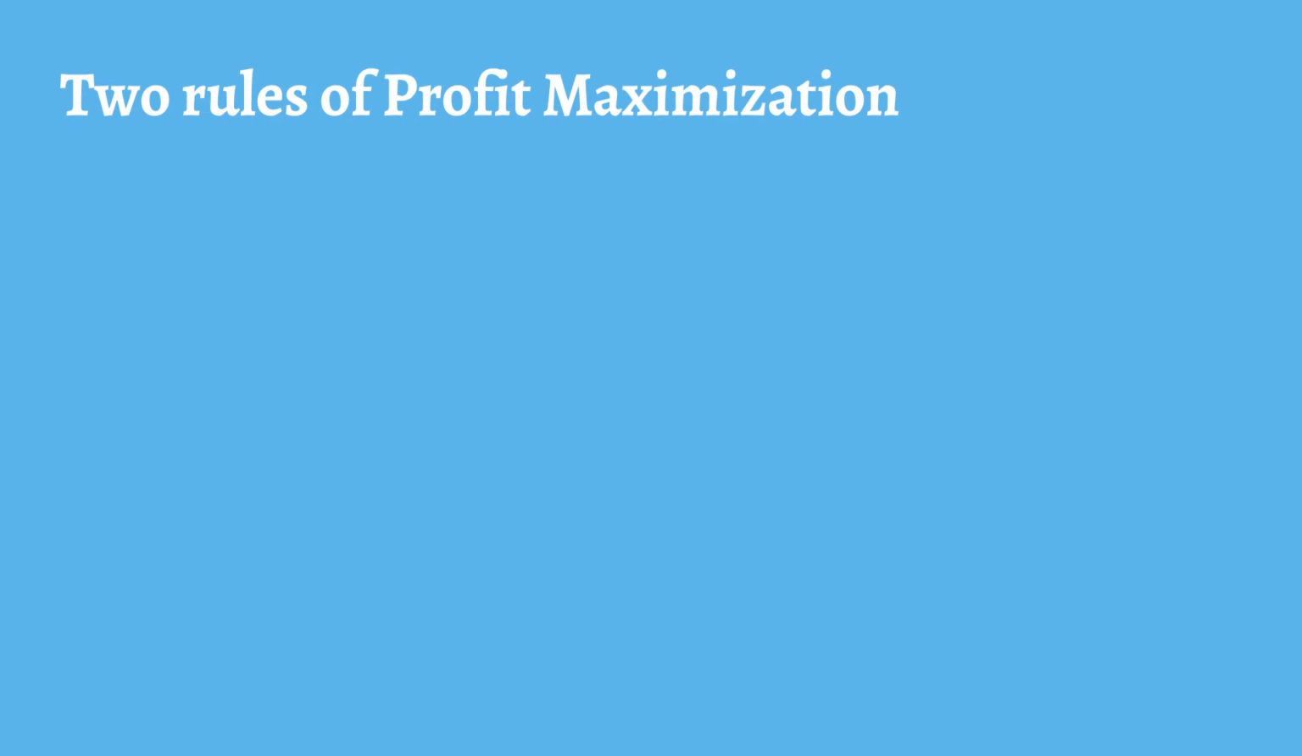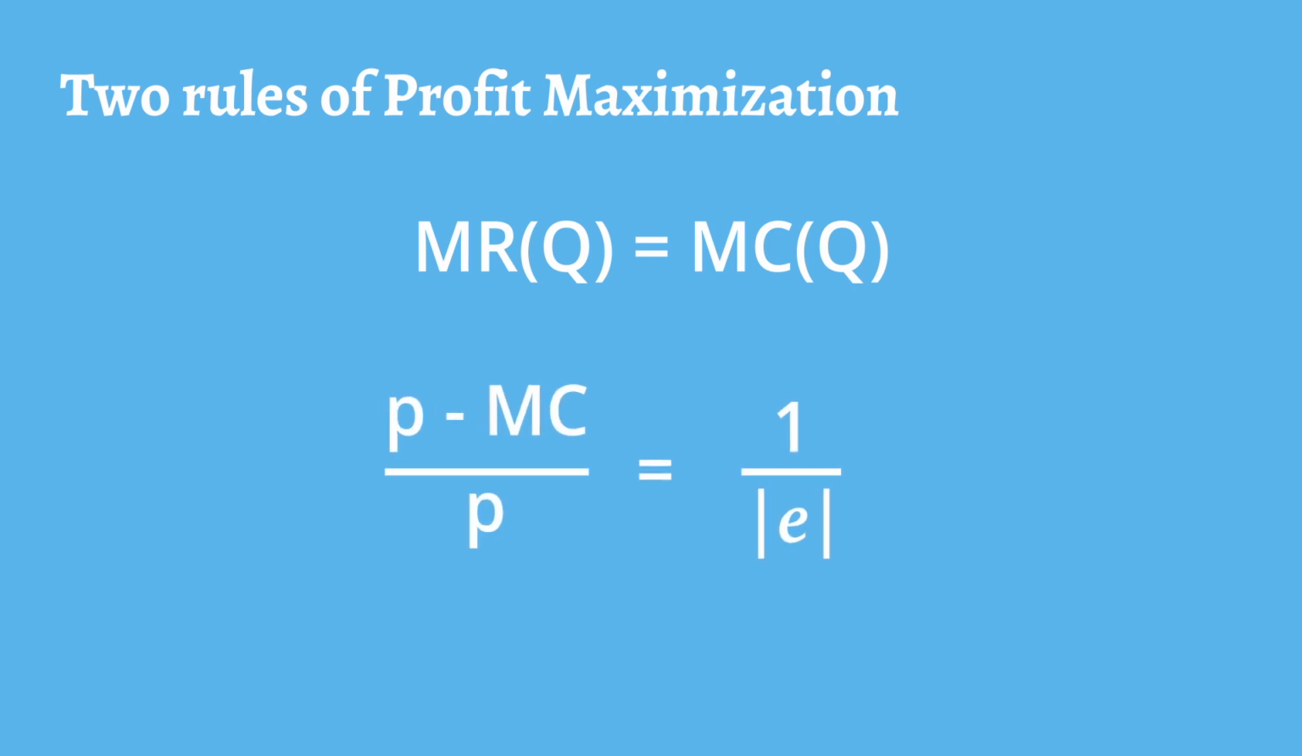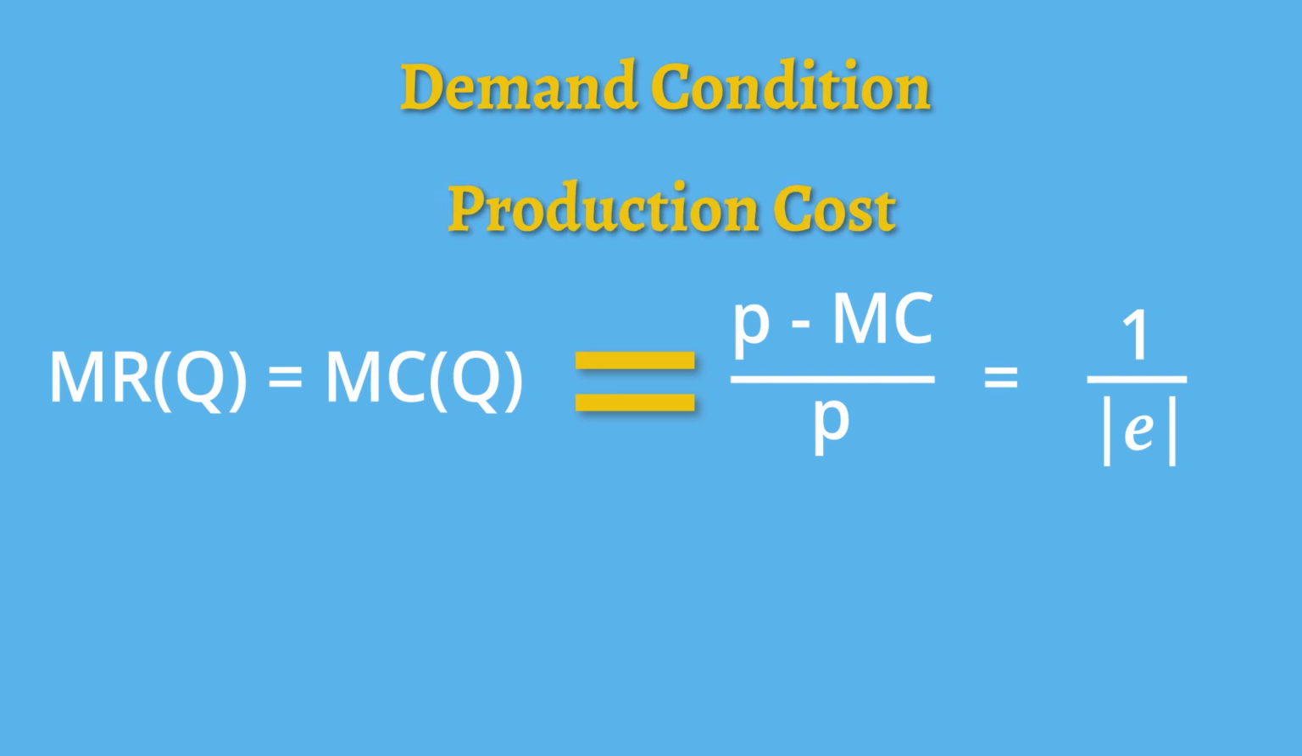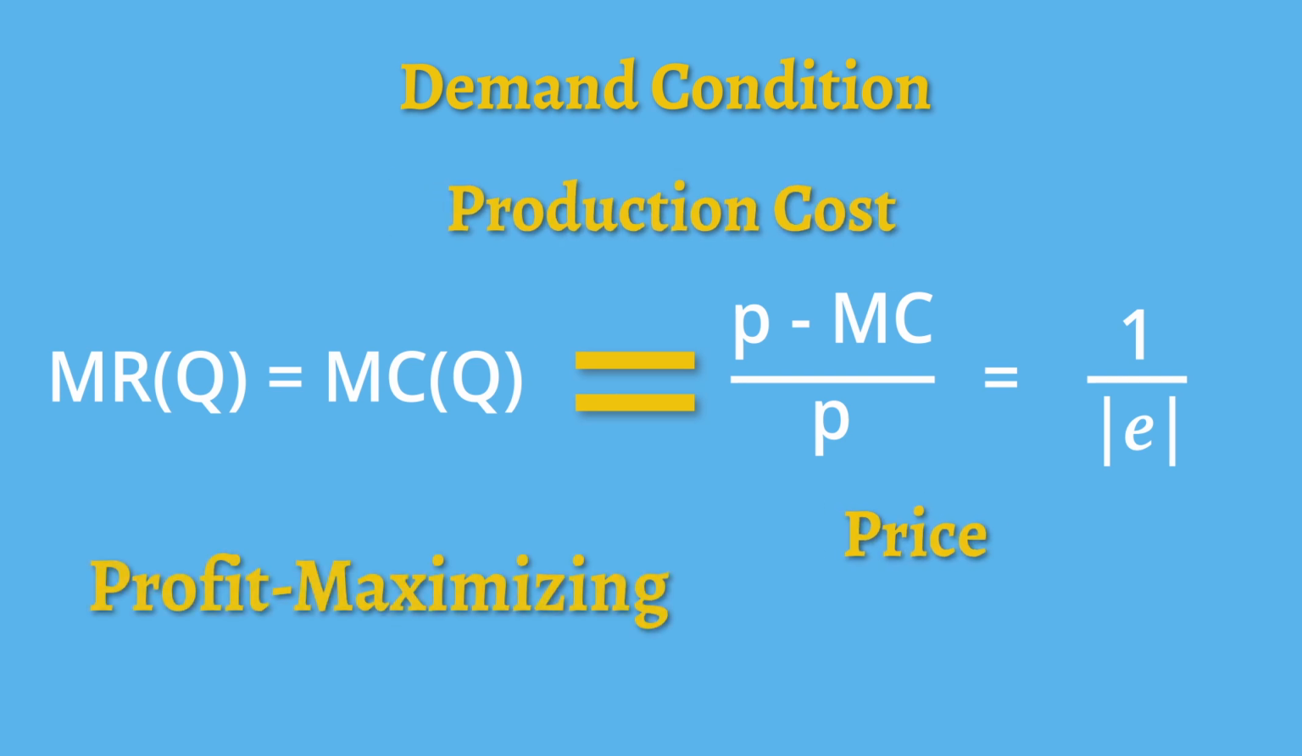The simple numerical example reminds us that the two rules for profit maximization are MR equals MC, and P minus MC over P equals 1 over the absolute value of E, which are both equivalent. Both suggest that a monopoly firm should consider both demand conditions and production costs when finding the profit maximizing price and quantity.